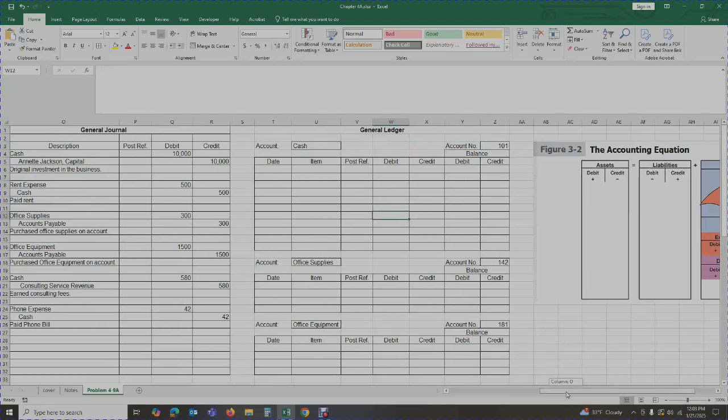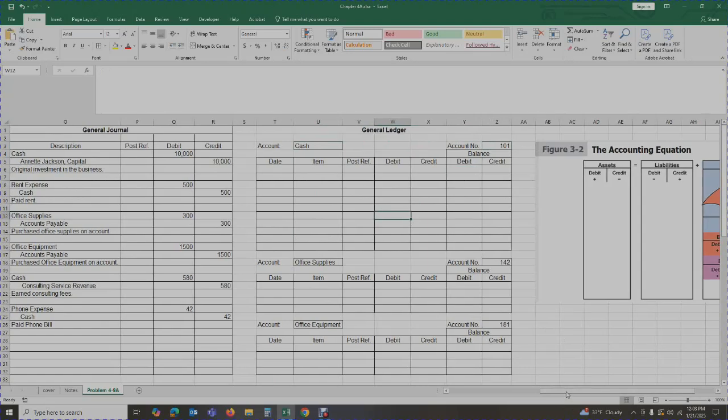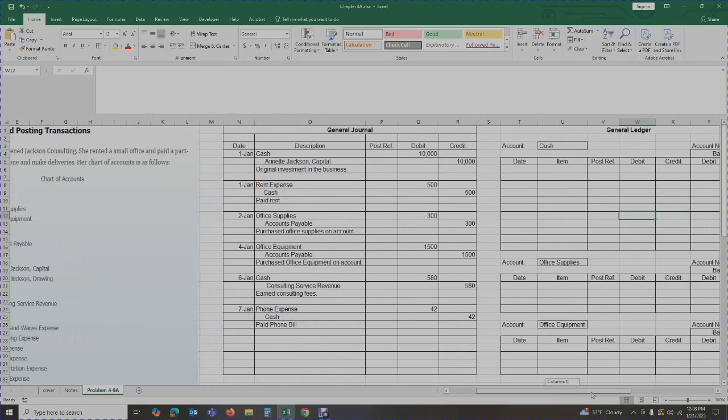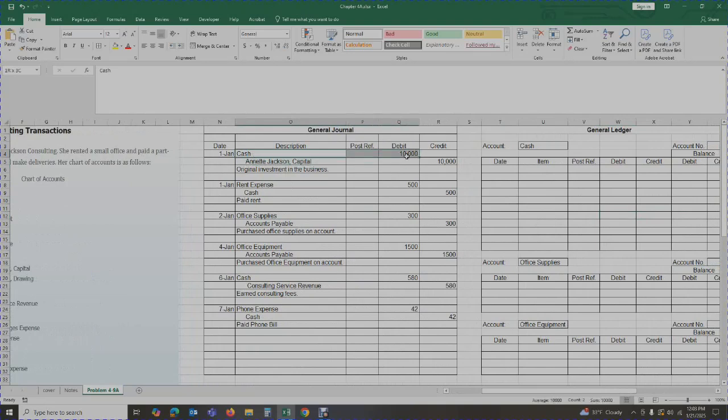So let's begin. Transferring information, I like to work in an organized manner. So we're going to start off with the first transaction. I like to go in order. So the first transaction affects cash, and I'm going to highlight them as I do them. That way I know that I've done them. So I've got cash, debit of $10,000.